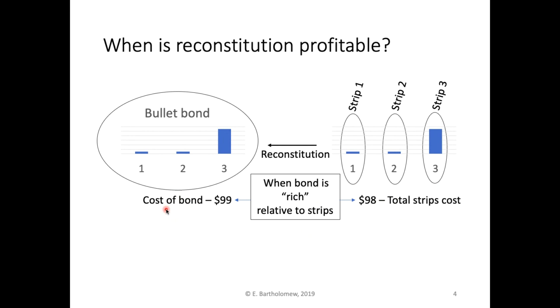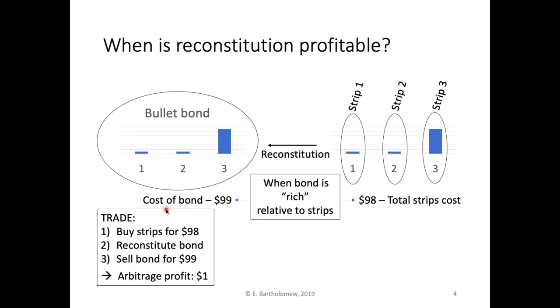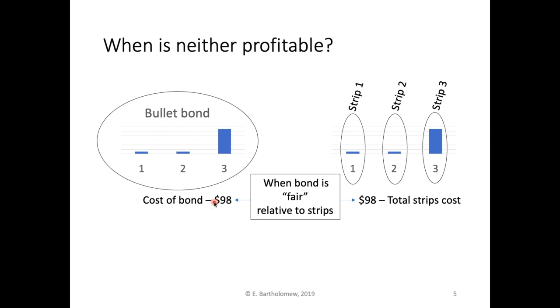Now, if we have the opposite situation where the cost of the bond is higher, $99, than the price of the strips at 98, we do the opposite trade to realize the arbitrage profit. We'd buy the strips for $98, reconstitute the bond, and sell the bond for $99, and again realize an arbitrage profit of $1. So whether the cost of the bond is higher or lower than the total cost of the strips, there's an arbitrage available. It's only in the case where the cost of the bond is exactly equal to the total cost of the strips that there will be no trade and no arbitrage possible.